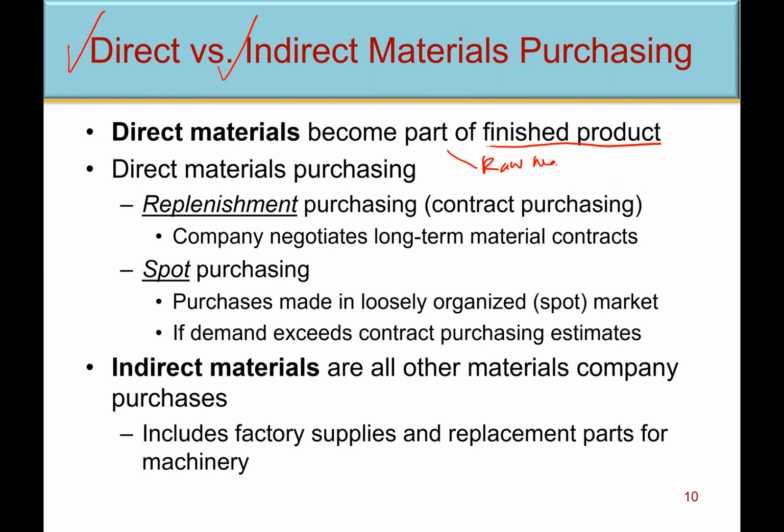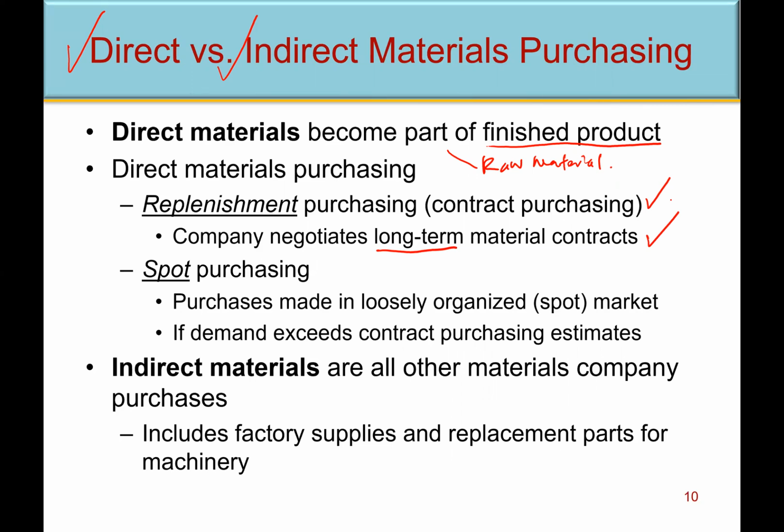Raw material to build out the final or finished product. So direct material purchasing, replenishment purchasing, or what you call contract purchasing: the company negotiates long-term material contracts.